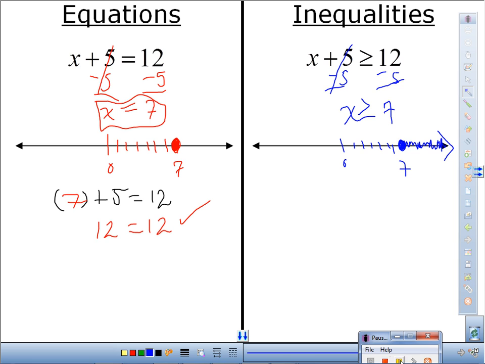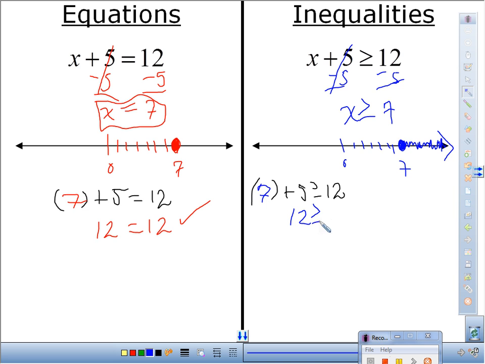Not done, hold on. So simplify, isolate, plot. What is my next step? Check. So I'm going to rewrite the inequality, parentheses, plus 5 greater than or equal to 12. And instead of the parentheses, what number goes in there? 7. So what is 7 plus 5? That's 12. Is 12 greater than or equal to 12? Yes, so so far so good.